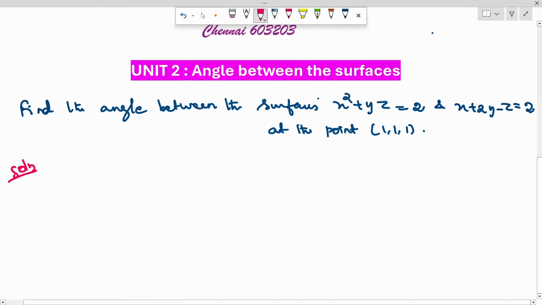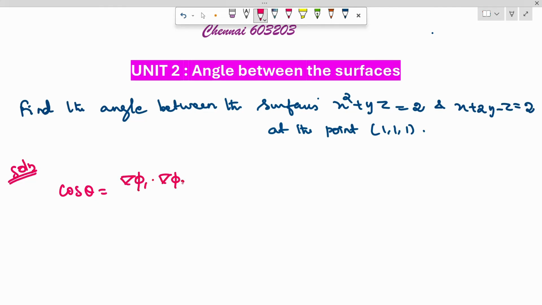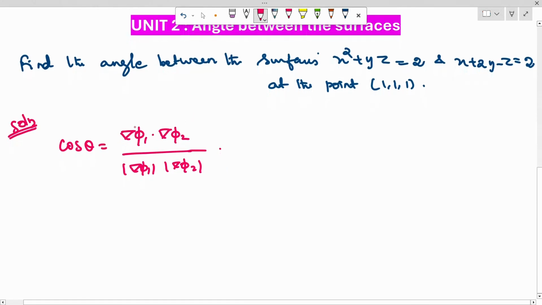Now we are going to find the angle between the given two surfaces. First we write the formula: cos theta equals del phi 1 dot del phi 2 divided by modulus of del phi 1 into modulus of del phi 2. This is the formula to find the angle between two surfaces. Now we are going to calculate del phi 1, del phi 2, modulus of del phi 1 and modulus of del phi 2 from the given equations.